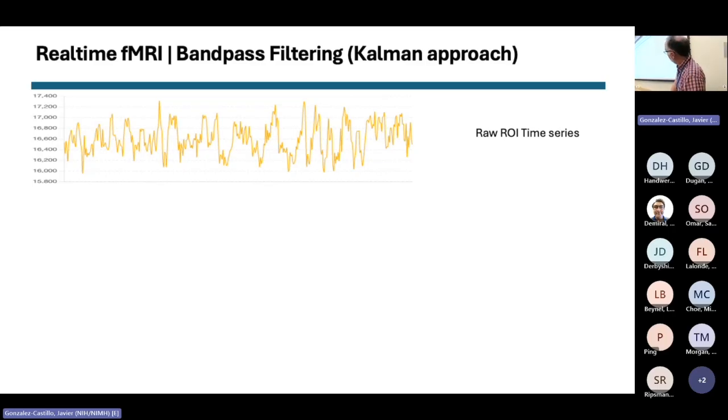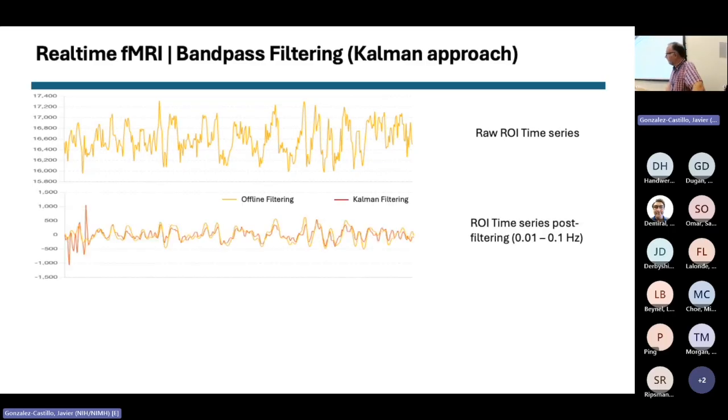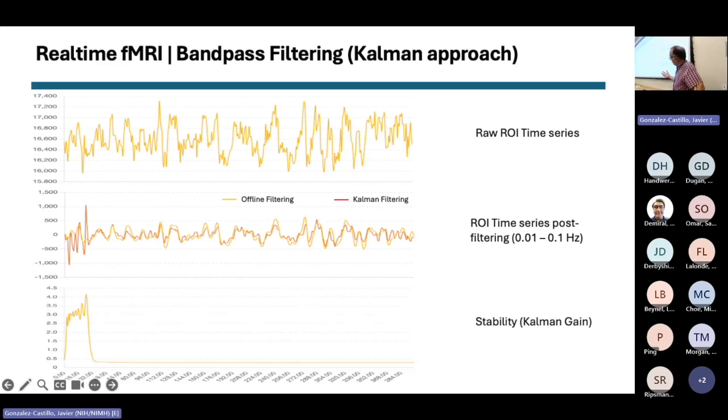So here we have one time series from some data. Here what you have is the filtered time series, whether you do offline filtering or this kind of online filtering approach. And what you can notice is at the beginning, it takes some time to stabilize. After, it's not perfect. There are some discrepancies, but it kind of works. But definitely at the beginning, you have to be very careful. One way to look at this in real time, again, you're going to have to see how long it takes to stabilize. One way to do it is looking at what's called the Kalman gain.